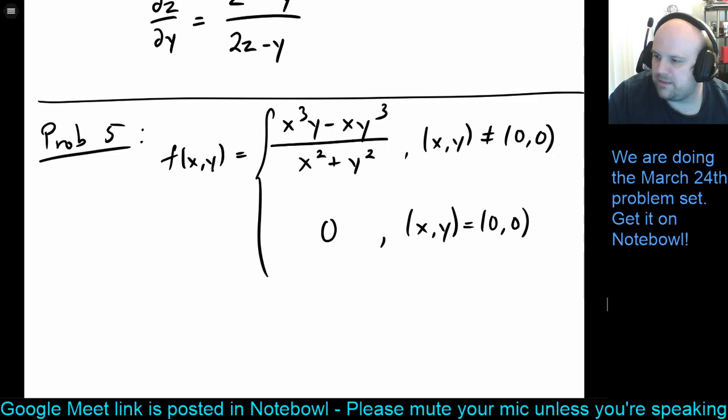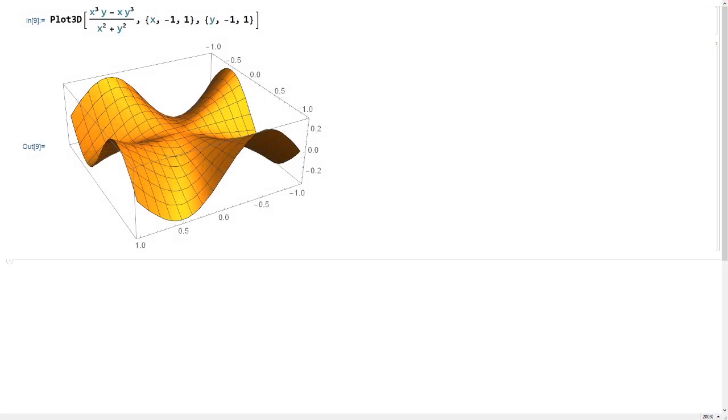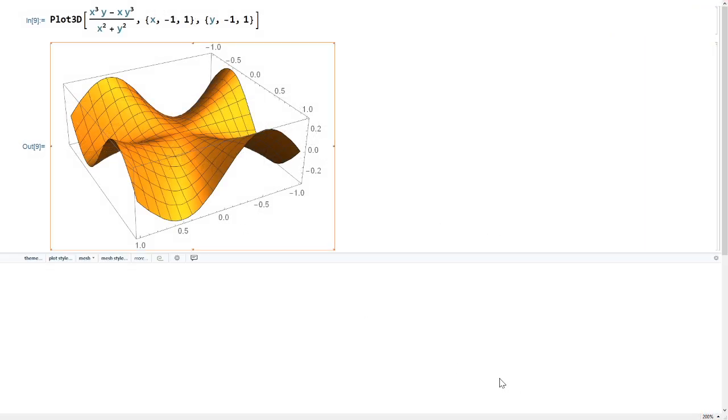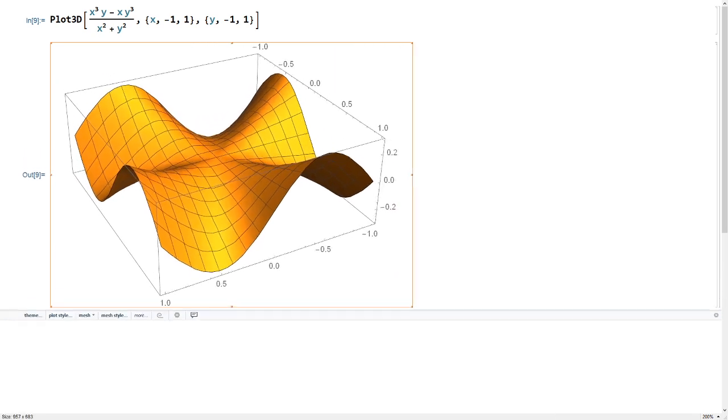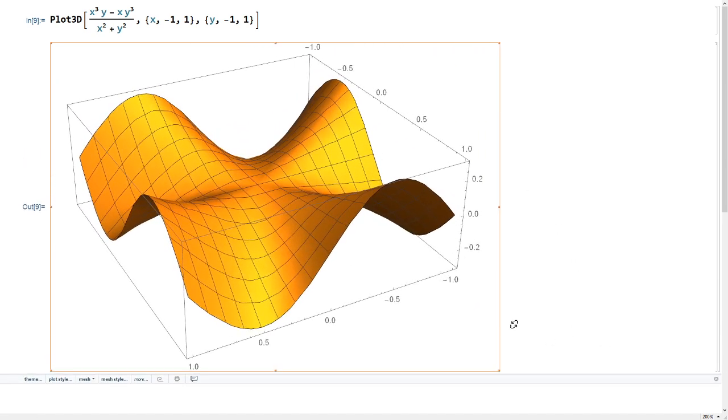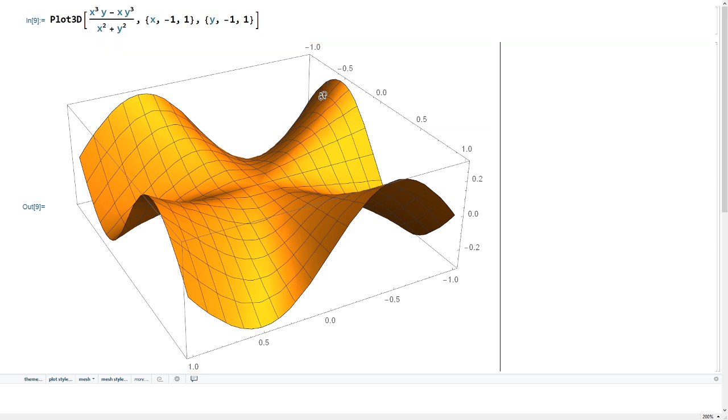So let me bring up Mathematica here. Here is a plot of the function. I haven't bothered removing the box or placing the axes at the origin here, just to keep this simple. When we plot a function of two variables, remember we want to use Plot3D because the graph of this is going to be a 3D surface.